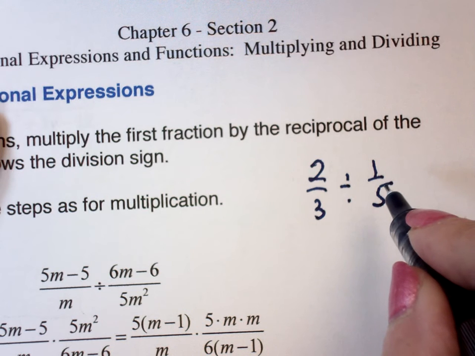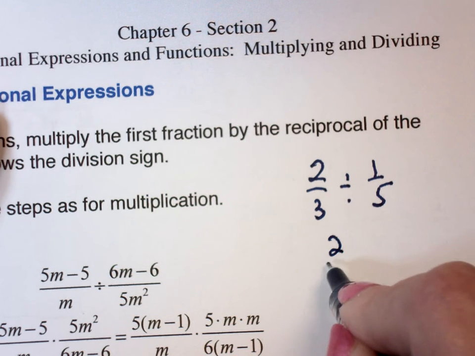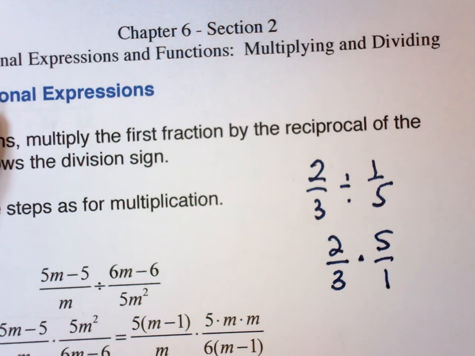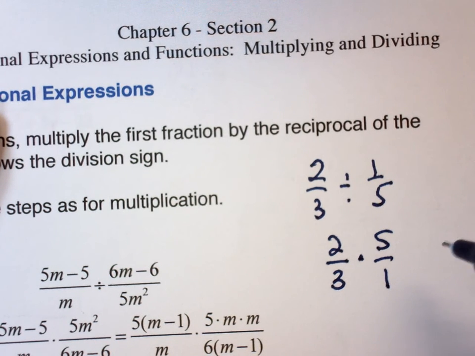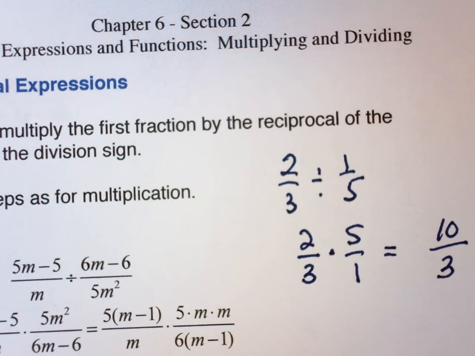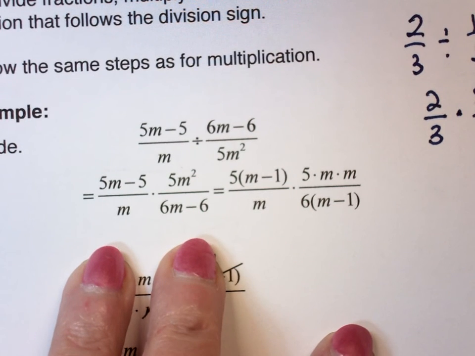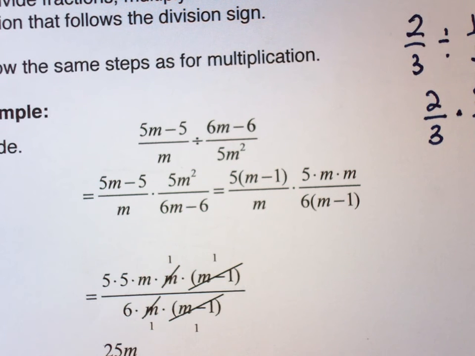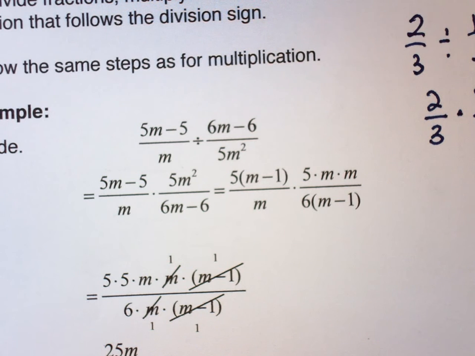Flip the reciprocal of who? The second one. And multiply, right? Algebra is no different. So flip, multiply, factor, reduce. So the only difference is you've got to flip before you do anything else.